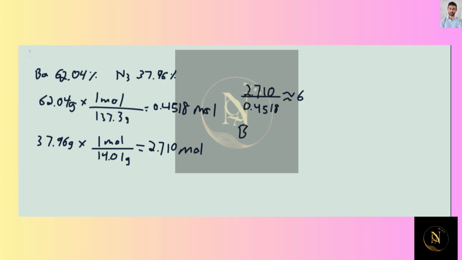So we have our formula, Ba and N6. Now, barium has a +2 charge and azide has -1. So we're going to have 2 azide molecules. That means every azide molecule is going to be N3. So that's going to be azide, N3 minus.